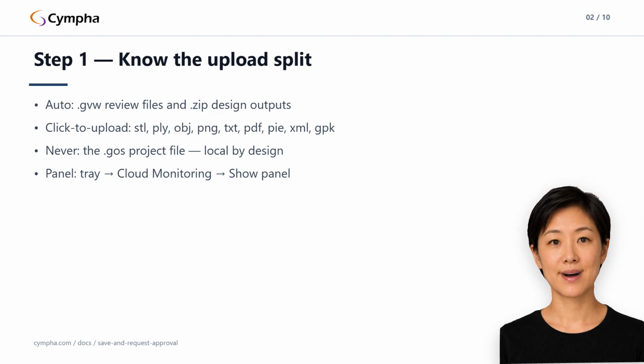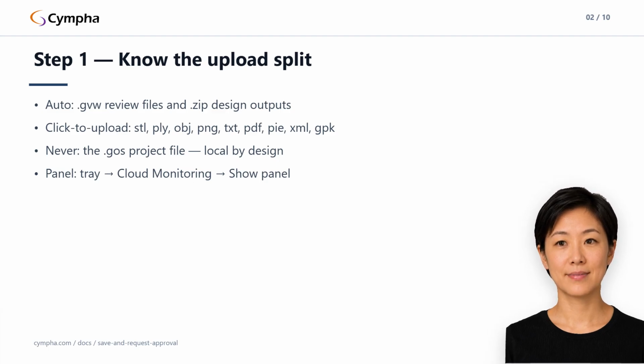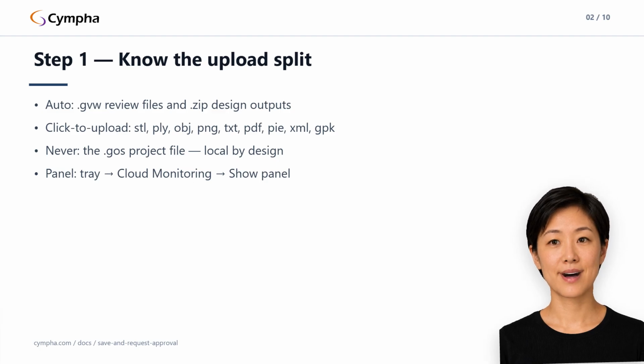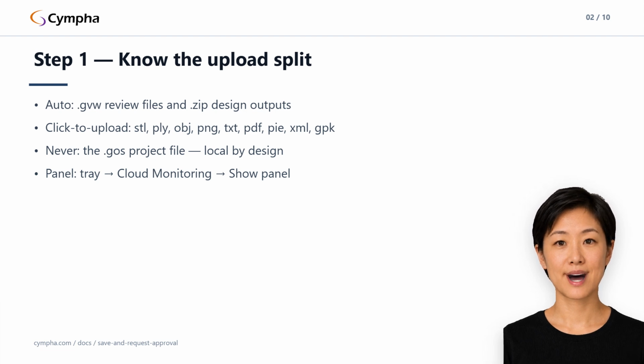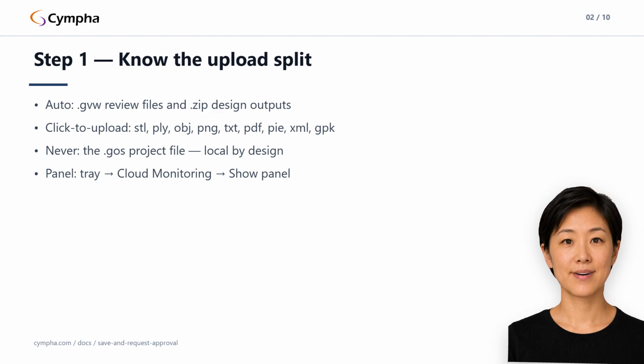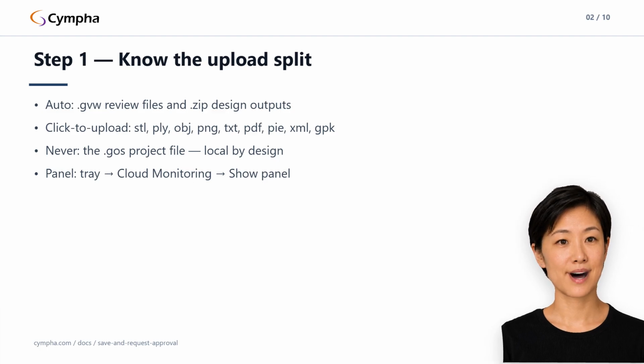The full list the agent offers is worth knowing once: STL, PLY, and OBJ meshes, PNG images, the GVW review file, plain text, PDF, the PIE format, XML, the GPK transfer pack, and zip archives. Anything on that list that doesn't auto-upload sits in the Cloud Monitor panel under New in Workspace, each file with its own upload and ignore buttons and an upload all above them, so you get to vet what reaches the cloud. And the Ortho Plus project file never uploads at all.